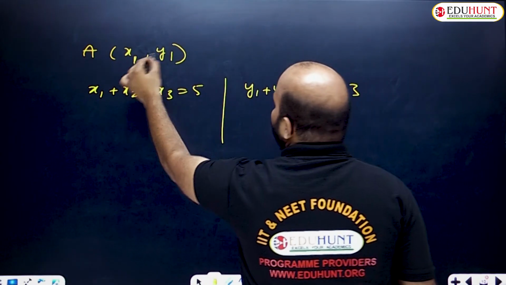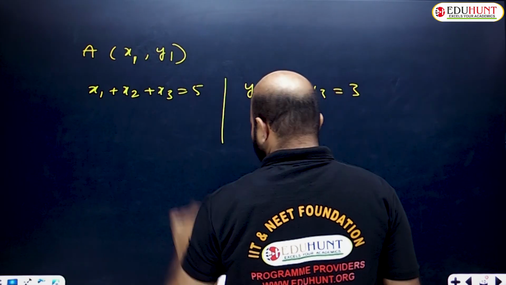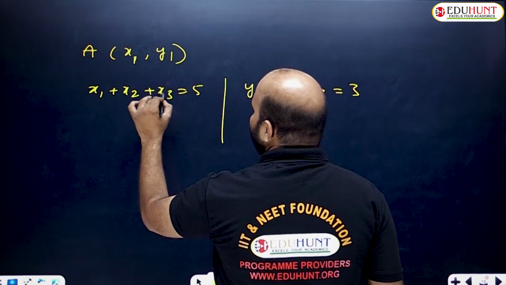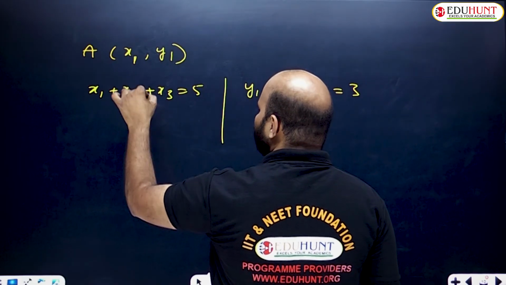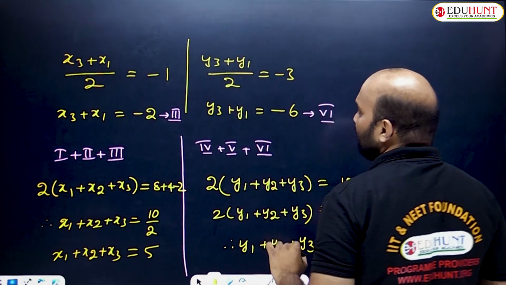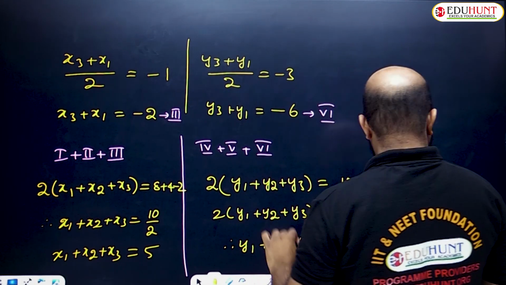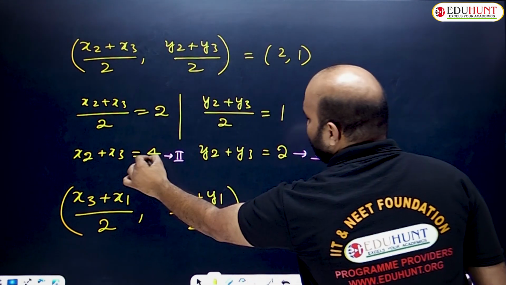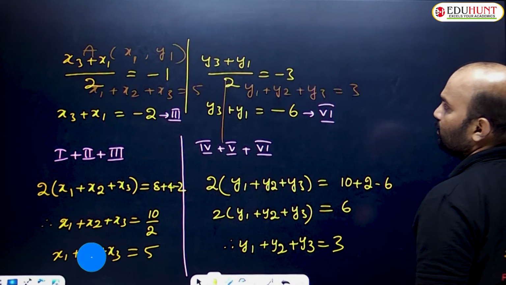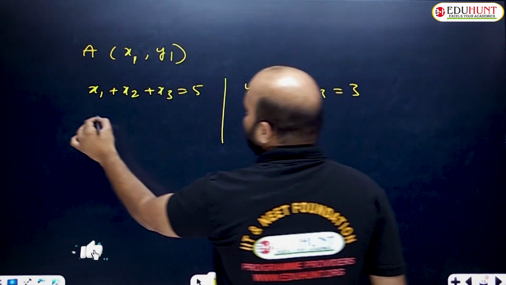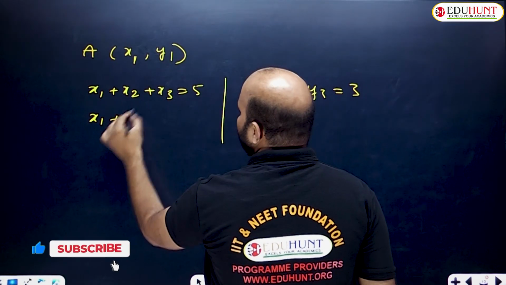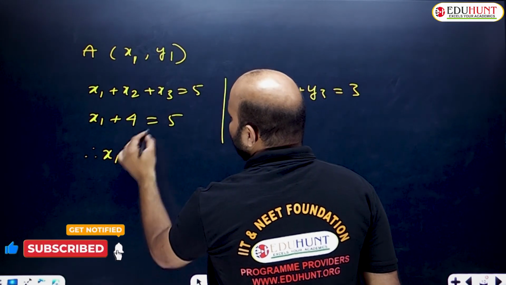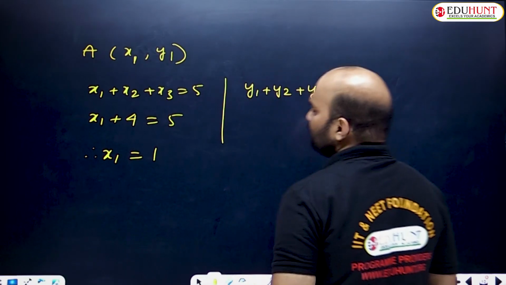So how will we get x1 and y1? We need x2 and x3: directly substitute the x2 plus x3 value in that equation. You know x2 plus x3 value is 4. So substitute x2 plus x3: x1 plus 4 equals 5. Therefore x1 equals 5 minus 4, which is 1.